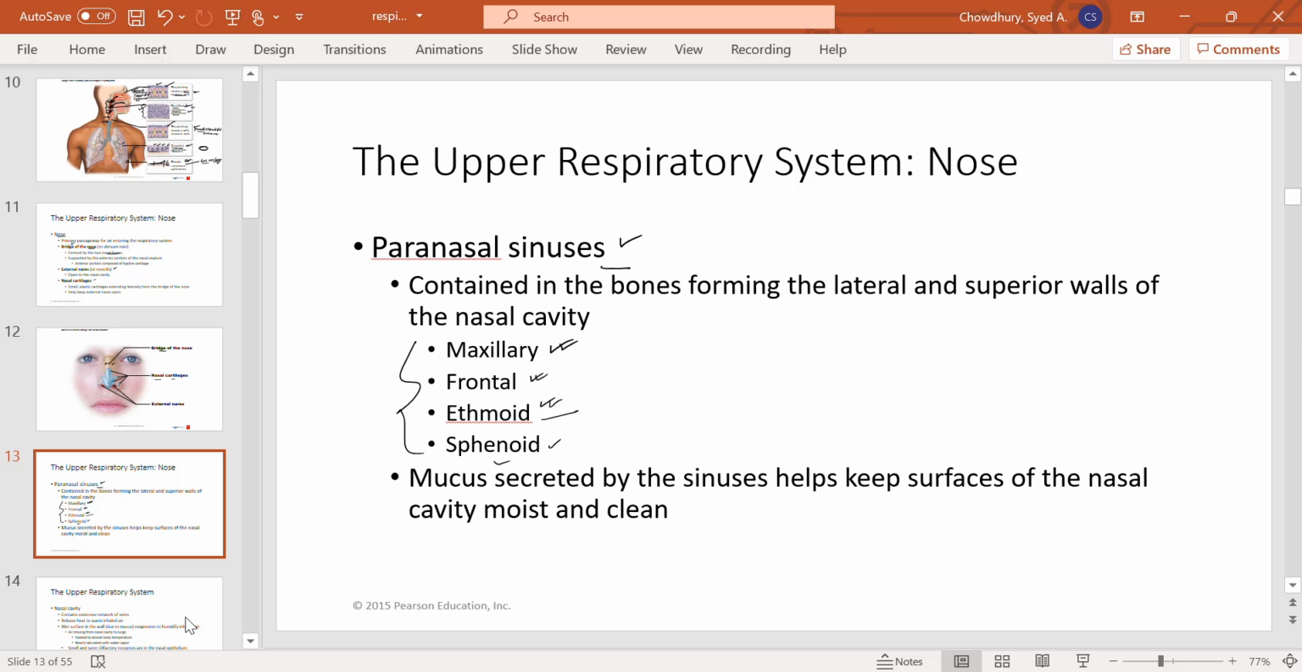And sinuses improve the sound that you produce. Okay, and also sinuses secrete mucus. So mucus secreted by the sinuses helps keep the surface of the nasal cavity moist and clean. So all the time you know that inner surface of your nasal cavity is moist, right? And that is very helpful.